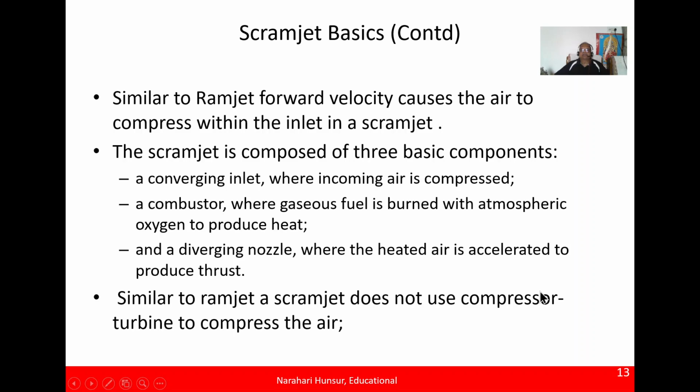So similar to a ramjet, in a scramjet forward velocity causes the air to compress within the inlet. A scramjet is composed of three basic components: a converging inlet, where incoming air is compressed; a combustor, where gaseous fuel is burned with atmospheric oxygen to produce heat and gases; and a diverging nozzle. Since the flow is already supersonic, you need only a diverging nozzle, where the heated air is accelerated to produce thrust. Similar to a ramjet, a scramjet does not use compressor-turbine combinations and also is not self-starting.